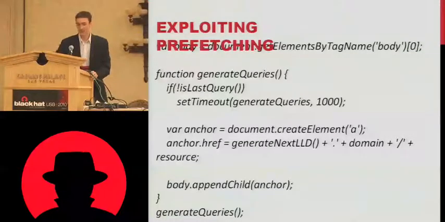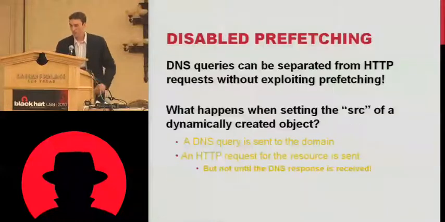But just remember this technique because we're going to come back to it later where it becomes more necessary. Now, what if they have prefetching disabled? You're still actually able to separate the DNS from the HTTP here without exploiting prefetching. You have to think what happens when you set the source of a dynamically created object. Let's look at images now instead of anchor elements.